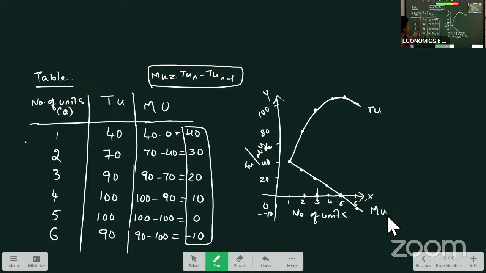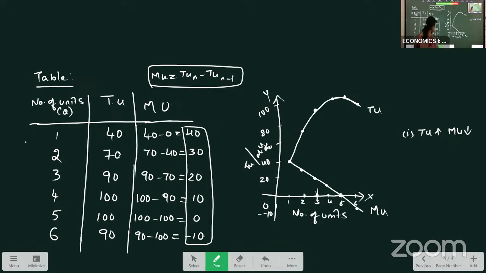Now see, based on the table. This is a simple example we have taken, and from this example, we have drawn the graph. Now in the graph, what do you observe? When total utility is increasing, what is happening to marginal utility? Decreasing. So the first point you will write: when total utility increases, marginal utility decreases. Even in the table we see total utility is increasing, marginal utility is decreasing.